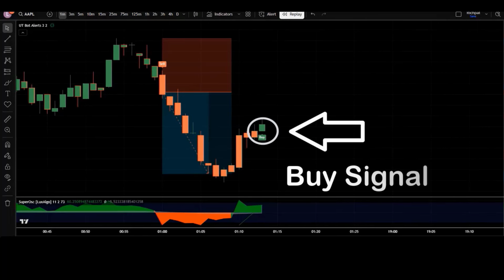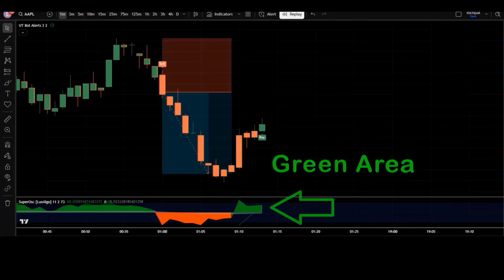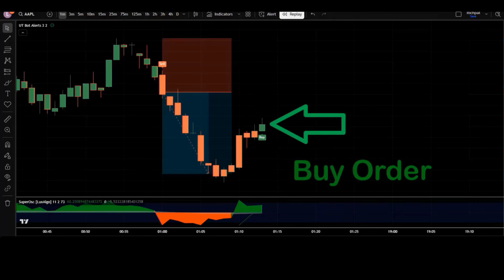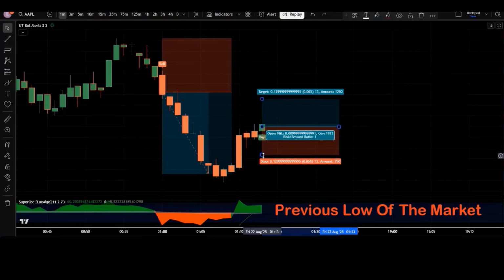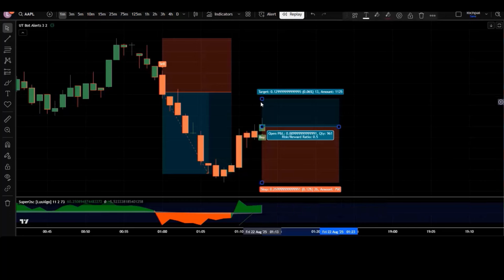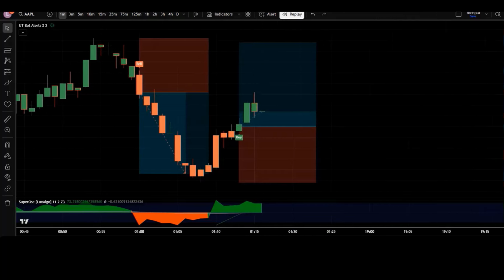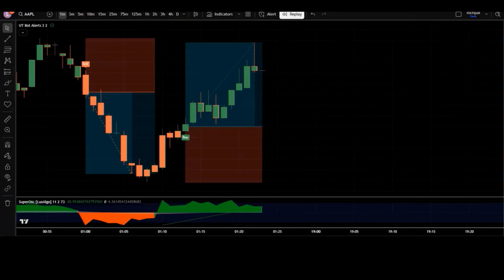Here the UT Bot Alerts indicator gives us a buy signal. Here the Super Oscillator indicator shows a green area color. Here the market has made a bullish candle to give confirmation. So all our conditions are being fulfilled, so we are placing an order to buy. Our stop loss is the previous low of the market, and the risk to reward ratio will be 1:1.5. Let's see what happens to our trade. We have won this trade.